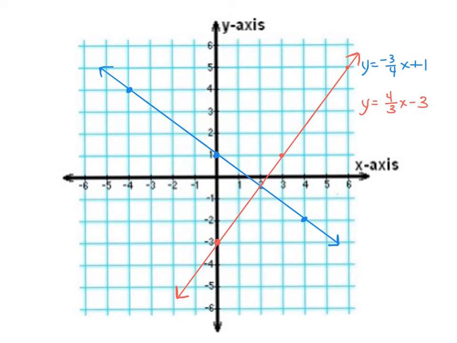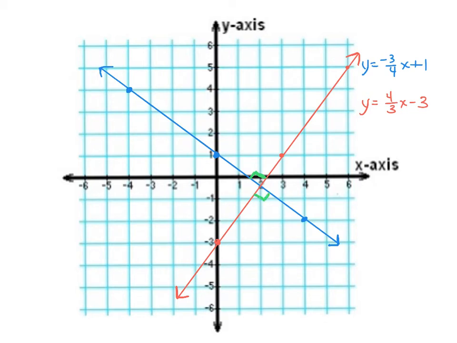You can see that the blue line is the top line, y equals negative 3/4 x plus 1, and the red line is y equals 4/3 x minus 3. What do you notice about those two lines? Hopefully you notice that they meet at a right angle. If you took the corner of a piece of paper and held it there, you would see a perfect 90-degree angle where those two meet.